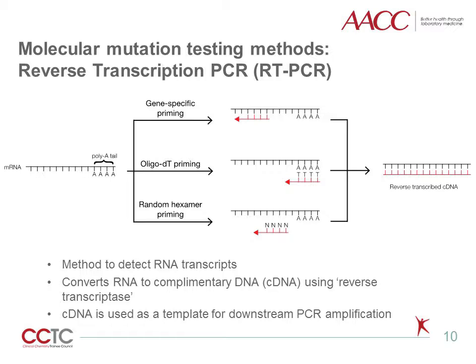Oligo-dT priming uses poly-T primers that bind to the poly-A tail of mRNA molecules. This process will only enrich transcribed mRNA molecules. Random hexamer priming is used to amplify total RNA, which includes mRNA molecules and regulatory non-coding RNA molecules.